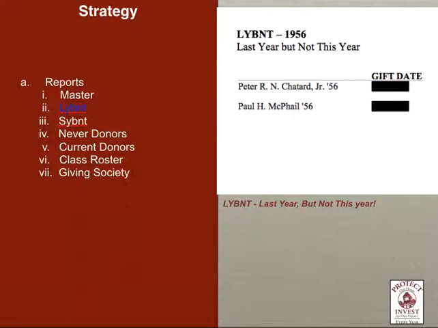Now, also, the next report we have we call it LYBNT, L-Y-B-N-T. Now, that stands for last year, but not this year. That means this is a detailed list of all of the members of your class who've given in the last year, but not in the current fiscal year. And keep in mind, the fiscal year starts in July and runs to June.